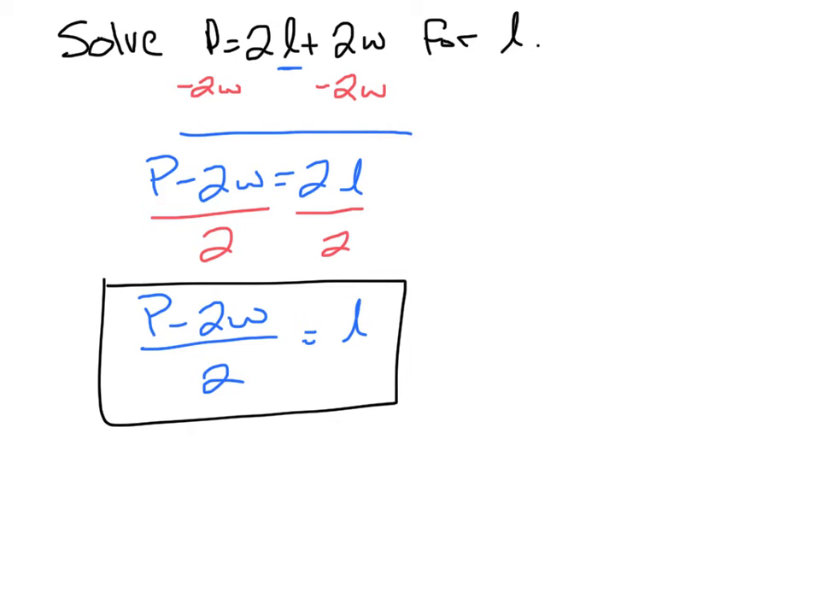Now, we can't combine any like terms because P and 2W aren't like terms. We can't cancel these out because the only way to do that is if we cancel a 2 out of both terms, which is not possible here. So we just leave it as is.